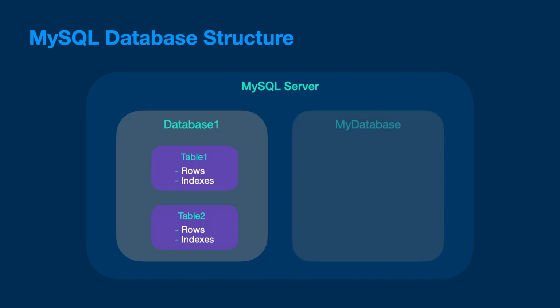So for example, if we have MyDatabase, there would be a MyDatabase folder in the data directory, and within that folder, we would have files for the employees table, the sales table, and the customers table, each of those stored as a physical .ibd file.